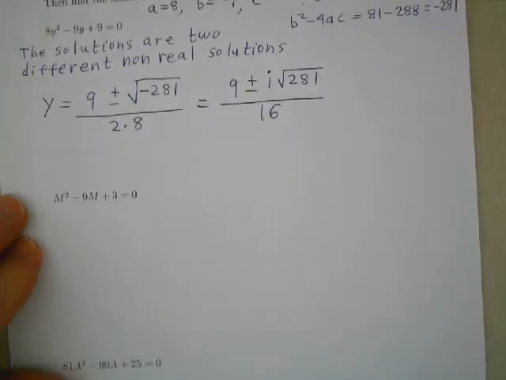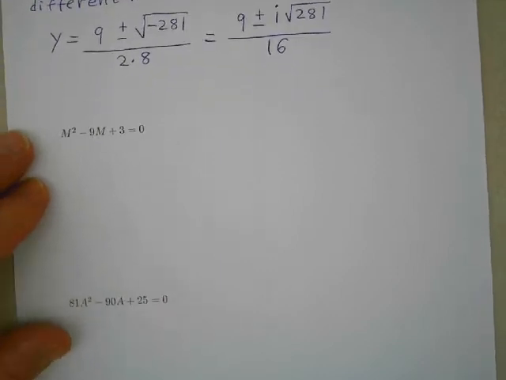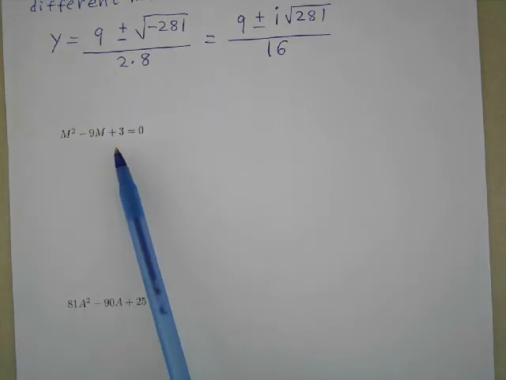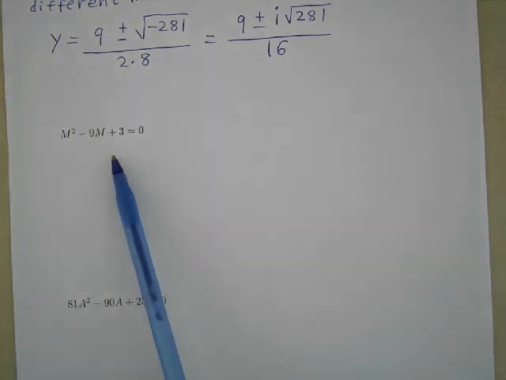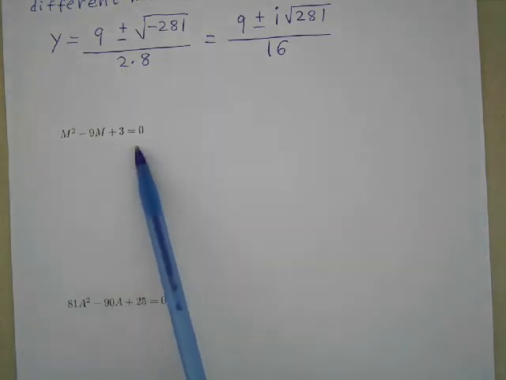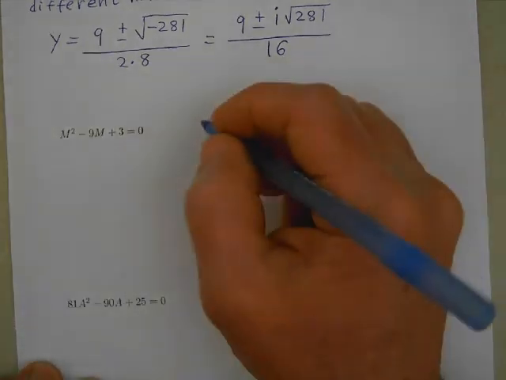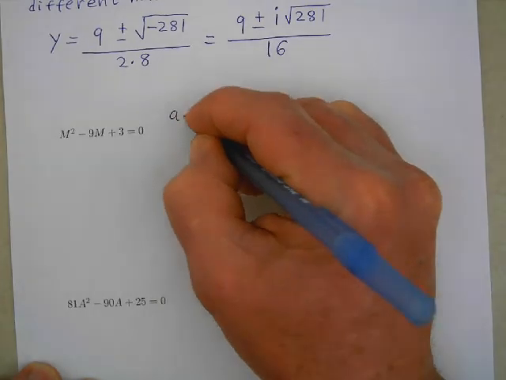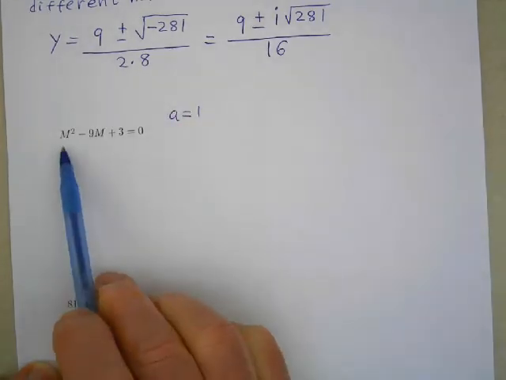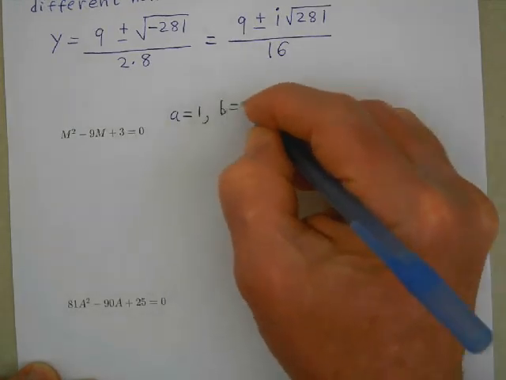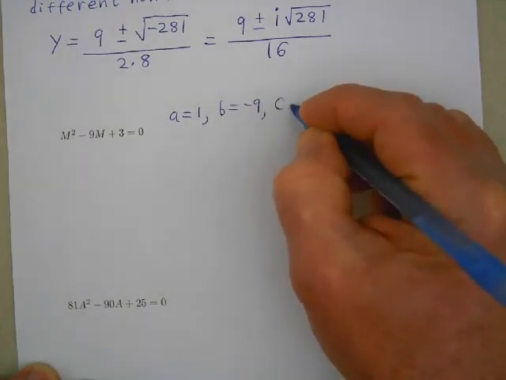Okay, the next example. This time the quadratic equation is in the variable m. m to the second minus 9m plus 3 is 0. Okay, so we'll identify a, b, and c. a is 1. That's the coefficient of m squared. b is negative 9, and c is 3.